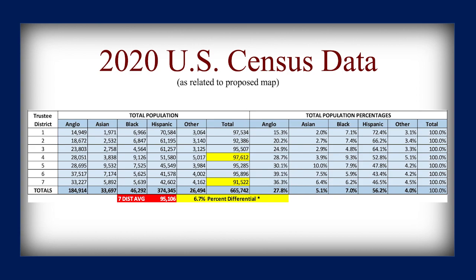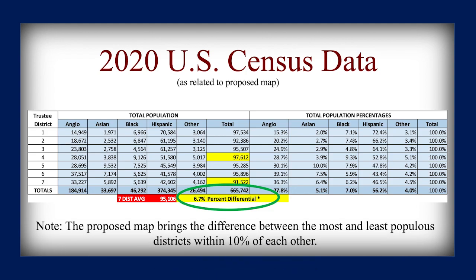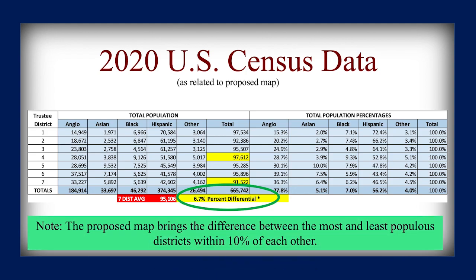Now that we have a proposed map, let's review the numbers. Under the proposed map, the total populations of each single-member district fall within a much smaller range than what we saw under the current map. Most importantly, the differential between the most and least populated districts drops from 77.5% to 6.7%, bringing us well within the 10% requirement.